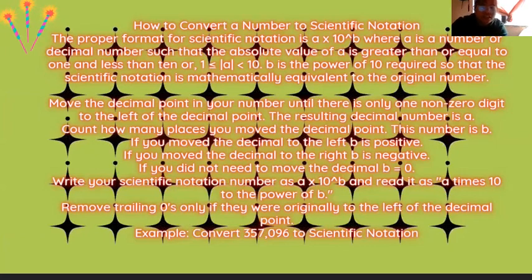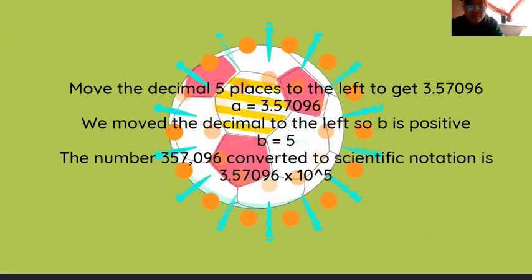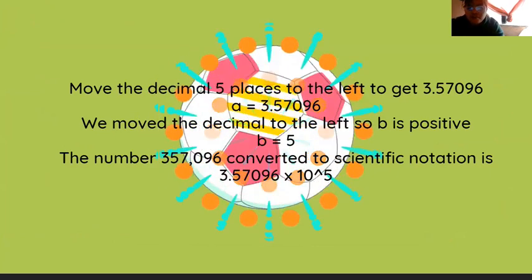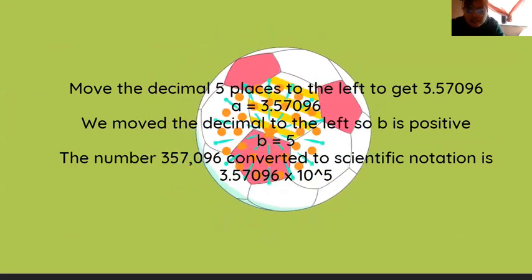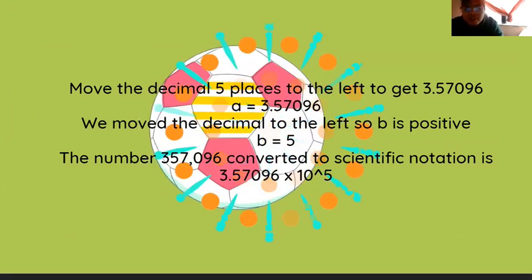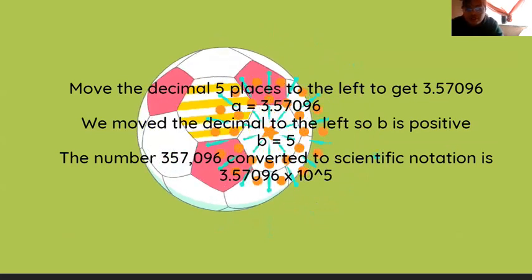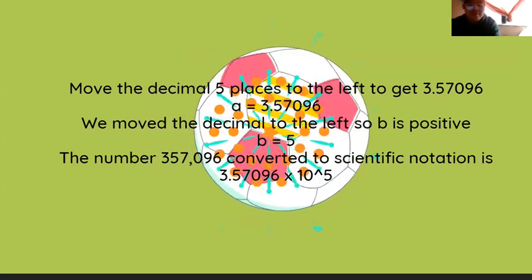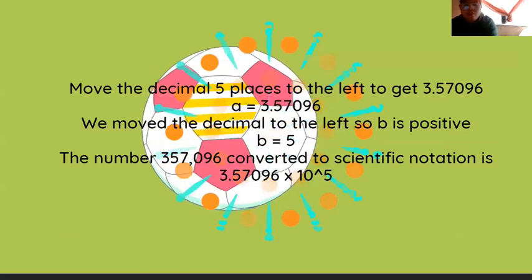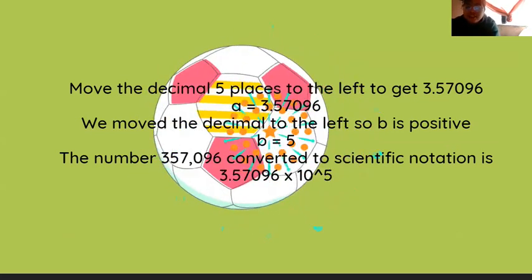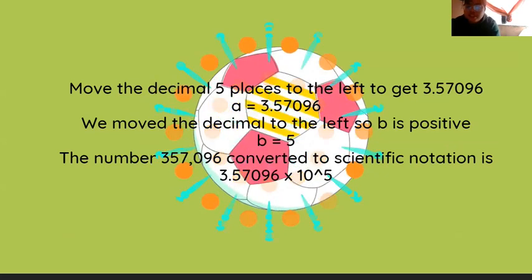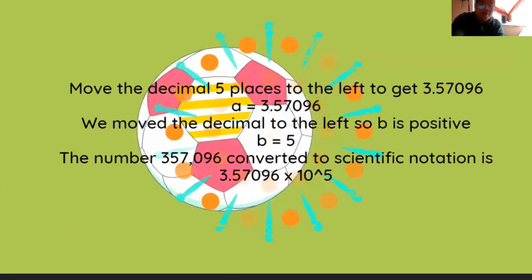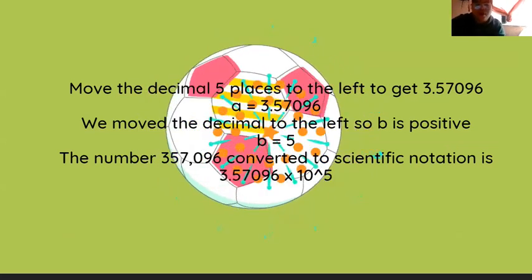Example: convert 357,096 to scientific notation. Move the decimal 5 places to the left to get 3.57096. We move the decimal to the left, so b is positive. b equals 5. So the number 357,096 converted to scientific notation is 3.57096 times 10 to the power of 5, or to the fifth power.